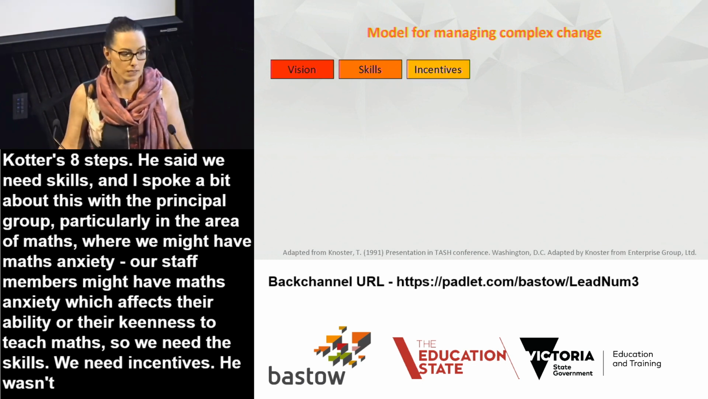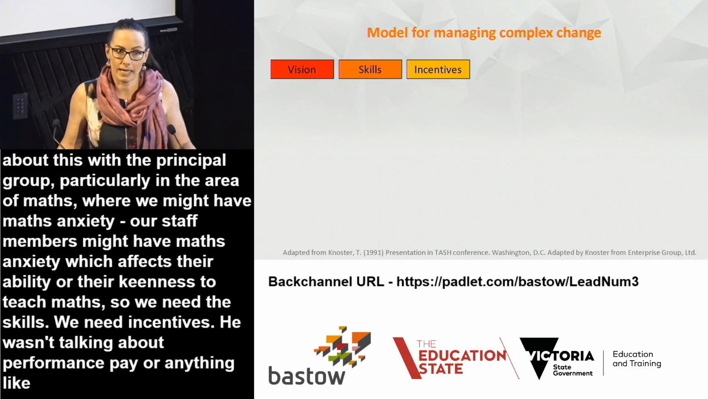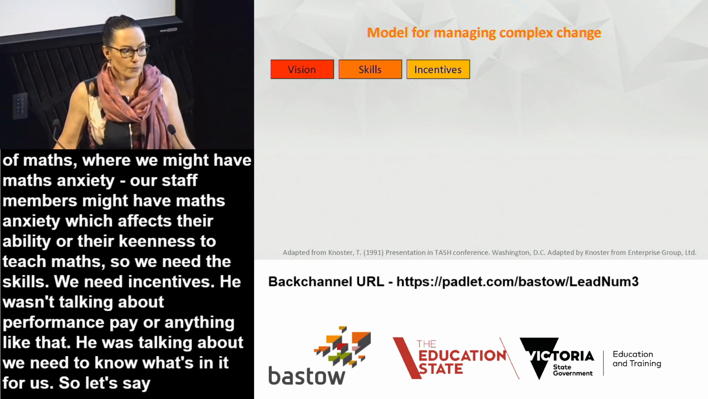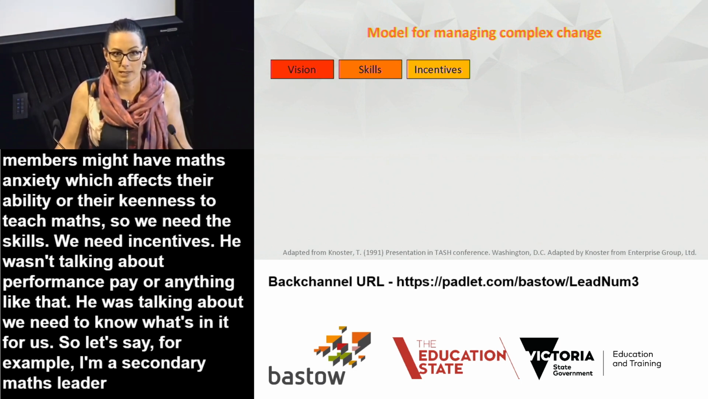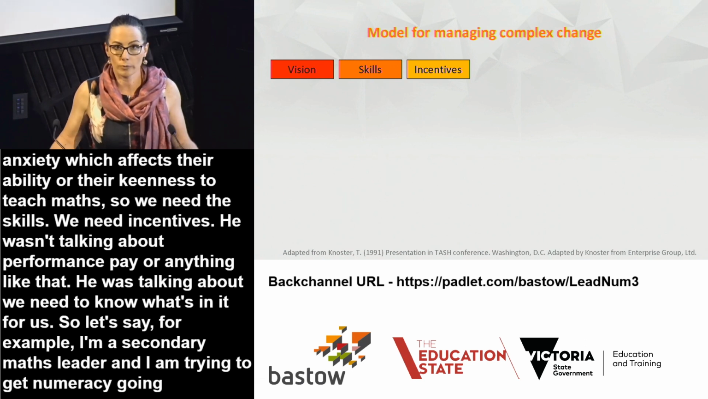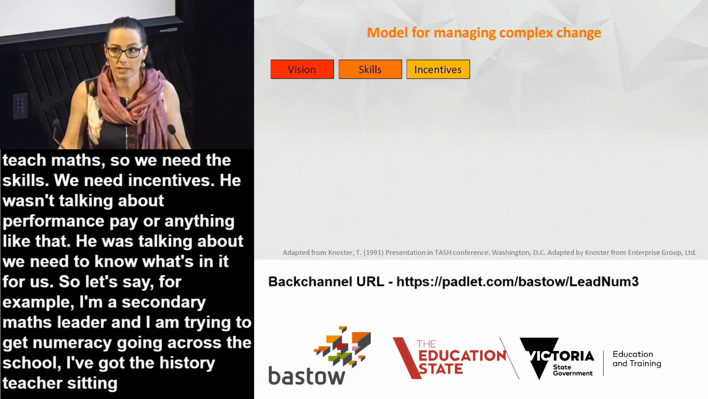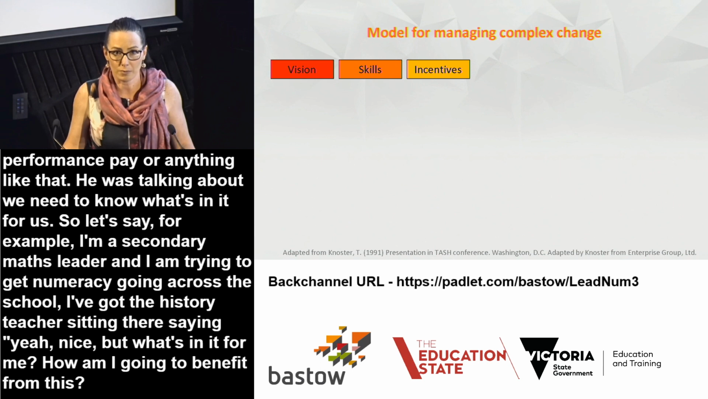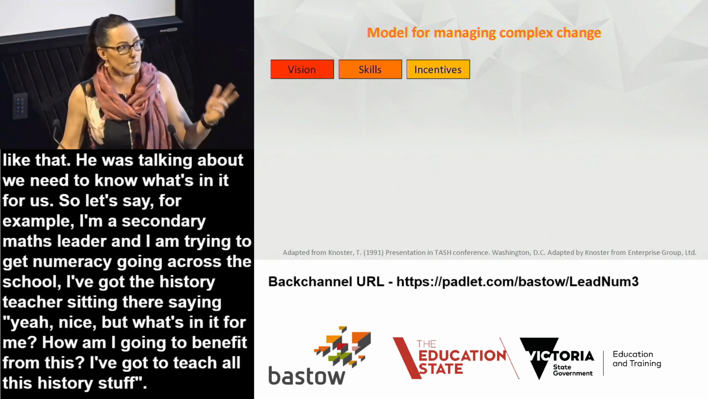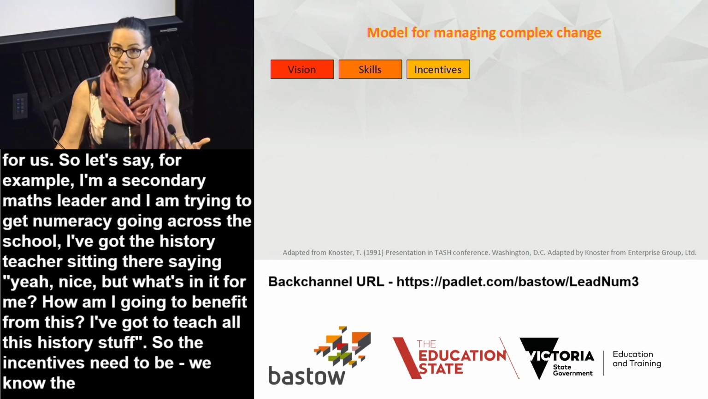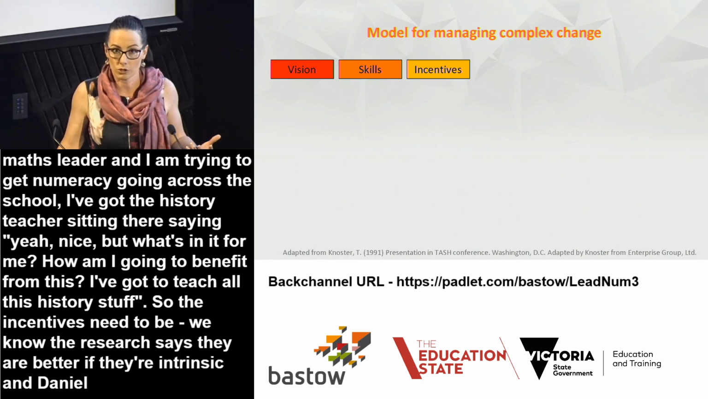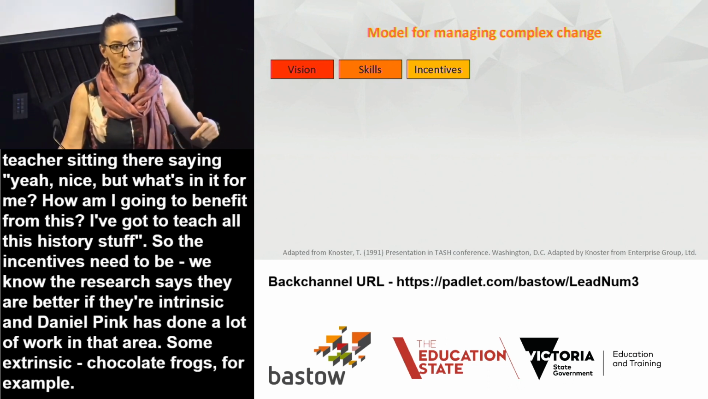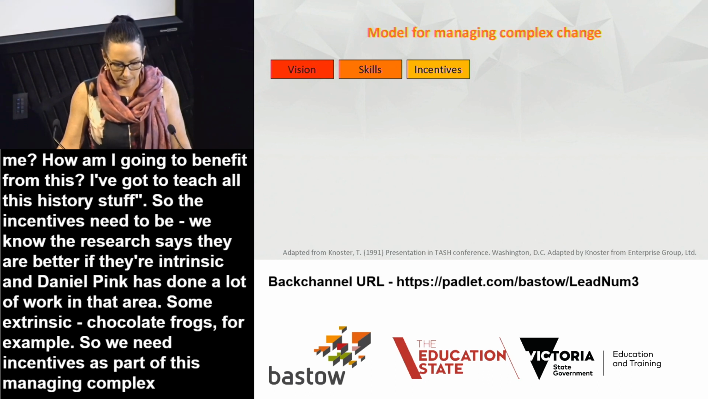We need incentives. He wasn't talking about performance pay or anything like that. He's talking about, we need to know what's in it for us. So let's say, for example, I'm a secondary maths leader and I am trying to get numeracy going across the school. I've got the history teacher sitting there saying, yeah, nice, but what's in it for me? How am I going to benefit from this? I've got to teach all this history stuff. So the incentives need to be intrinsic, or we know the research says they are better if they're intrinsic, and Daniel Pink's done a lot of work in that area. Some extrinsic, chocolate frogs, for example. So we need incentives as part of managing complex change.